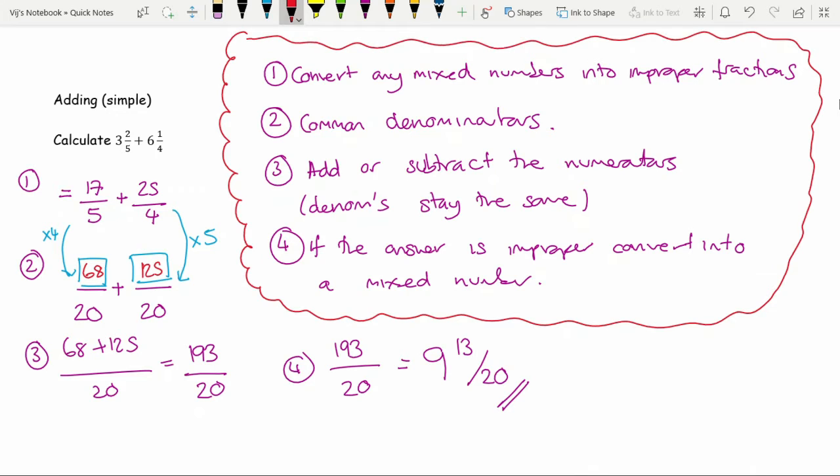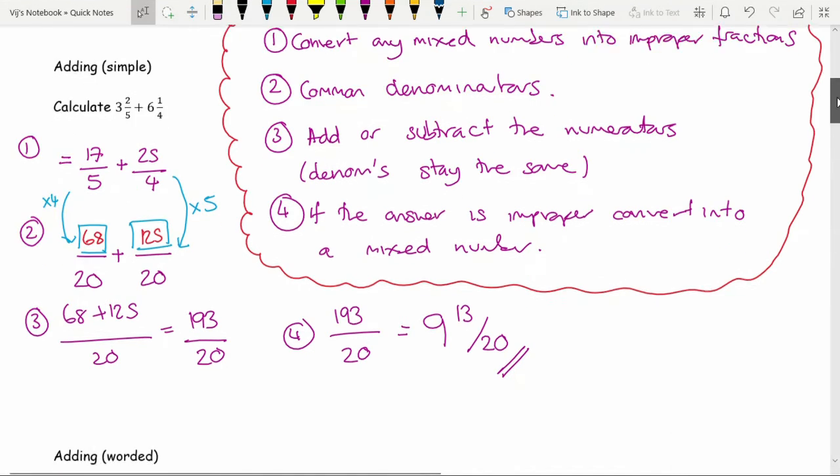Now not all 4 steps are going to be applicable. It all depends on you practicing your questions and understanding which steps you can kind of miss because it's already done for you or it's not applicable in the question. So let's have a look at the next question.